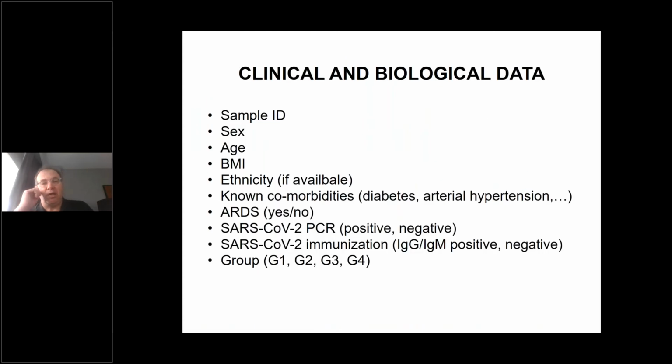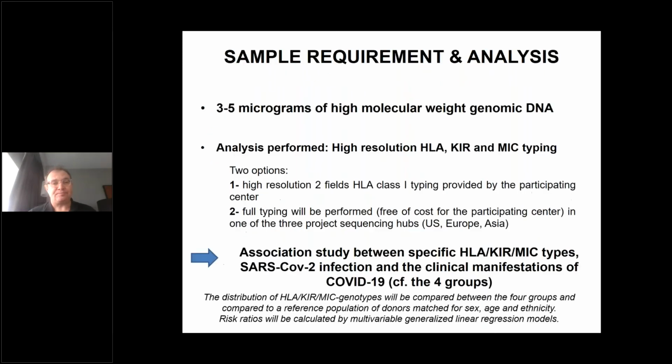These are the clinical and biological data that we have included in the study, and whoever is interested to participate, we need to have this information from your cohorts, so sample ID. Of course, everything is anonymized by the group who sends the data. Sex, age, BMI, ethnicity, if it's available, known comorbidities, ARDS, yes, no, SARS-CoV-2 PCR, and the immunization, and basically the information in which group the individual belongs to.